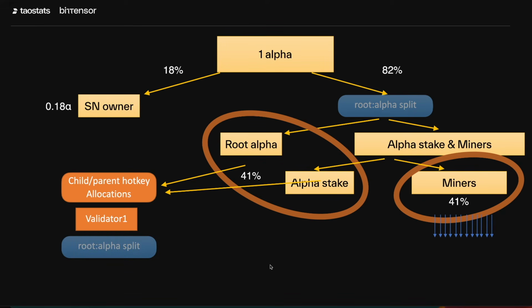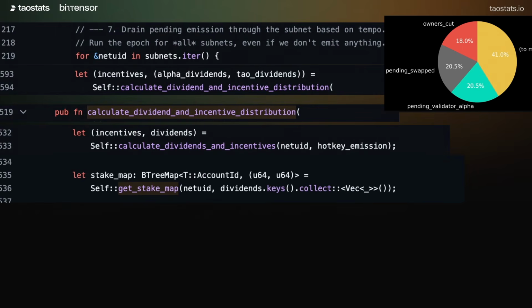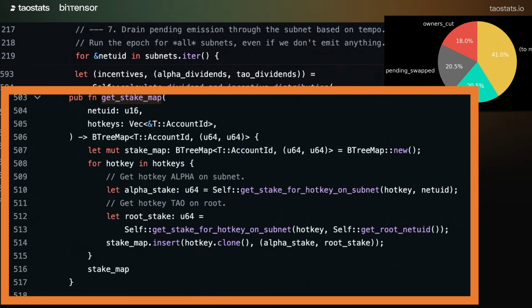Our next step is for all of the validators to find that root alpha split. How do we divide up their dividends to root and to alpha, and then distribute that to all of the stakeholders? So the first thing we're going to do is get the stake map. How much stake is in root and how much stake is in alpha for all of the validators. So here's the get stake map function. For all of the hotkeys that are validators, we're going to get the alpha stake and we're going to get the root stake and insert that into this stake map. So we have that for all of the validators.